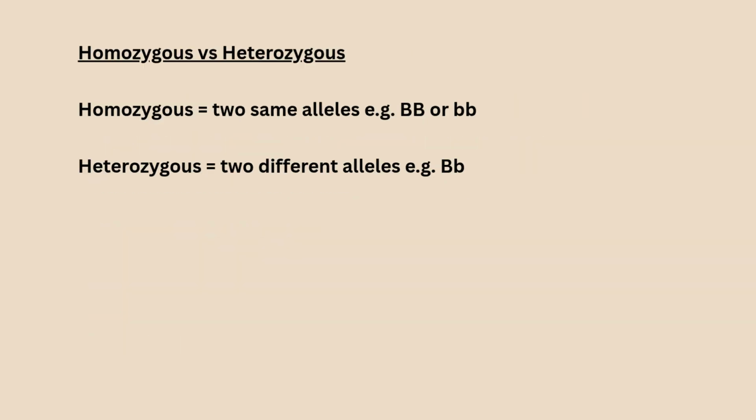Homozygous versus heterozygous. Homozygous means you've got two alleles the same, big B, big B, or little b, little b. Heterozygous means you've got two different alleles, so big B, little b.